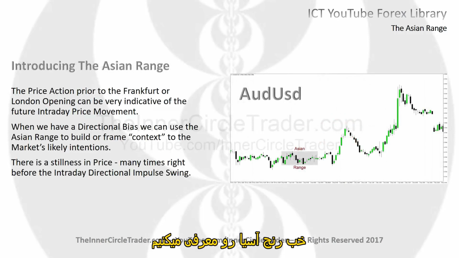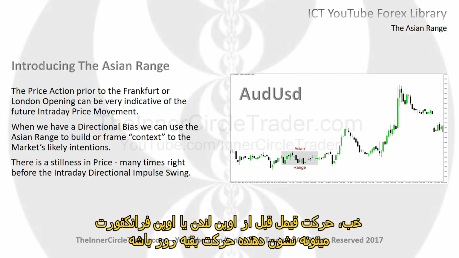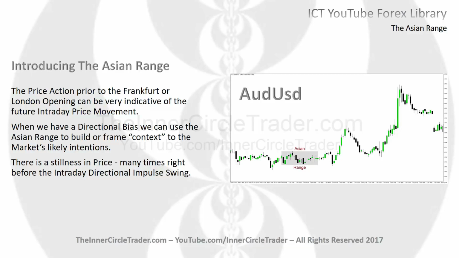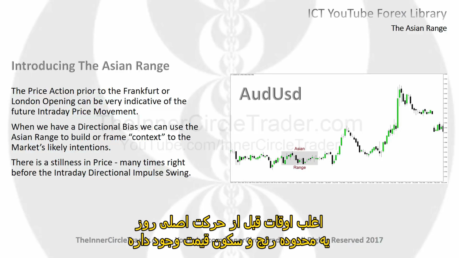All right, introducing the Asian range. Now, what is the Asian range? Well, the price action prior to the Frankfurt Open or London opening can be very indicative of the future intraday price movement. When we have a directional bias, we can use this Asian range to build or frame a context or storyline to the market's likely intentions. There is a stillness in price many times right before the intraday directional impulse price swing.